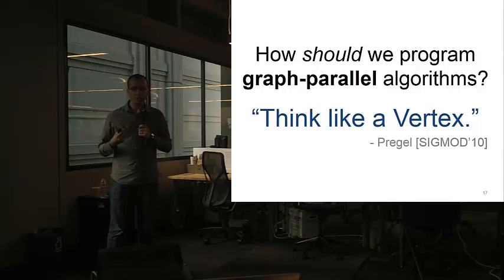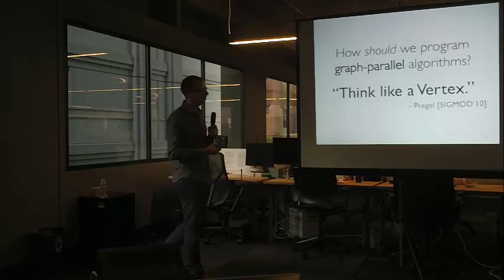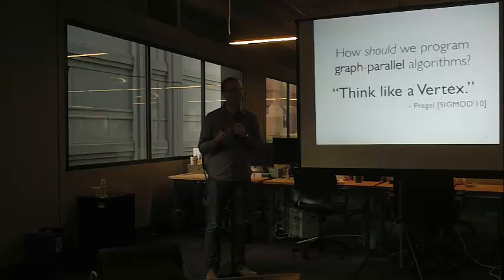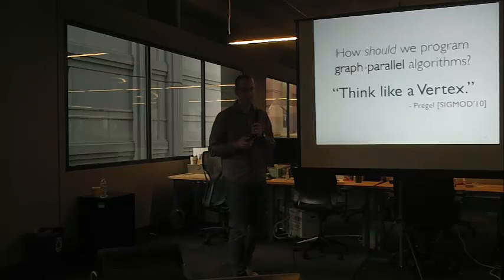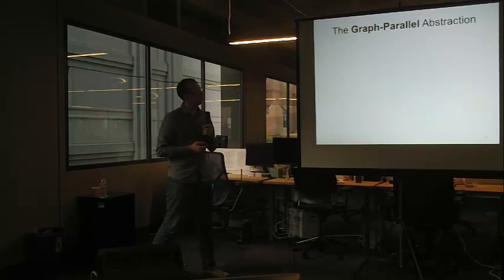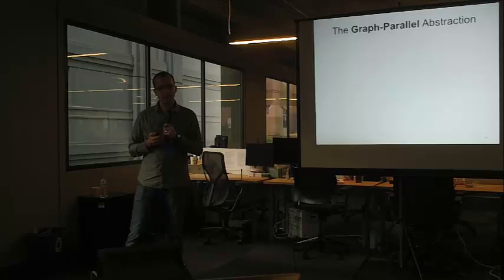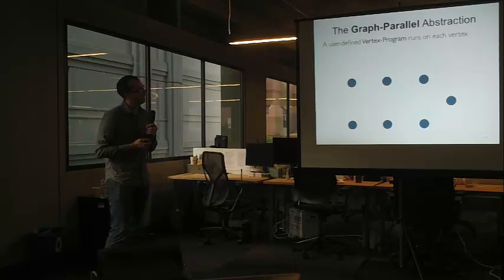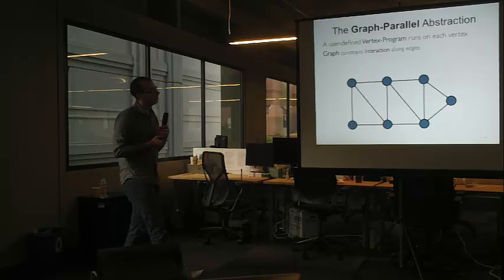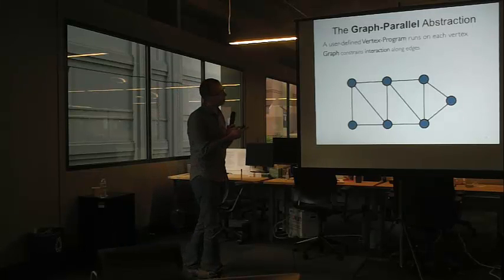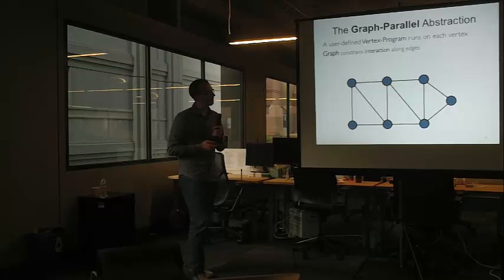What Google recommended, and actually a very good philosophy, is to think like a vertex. So when we try to design algorithms for graphs, we design these algorithms at the vertex level. We can capture this idea of a vertex-level program in the context of a graph-parallel abstraction. The graph-parallel abstraction works like this. Each vertex corresponds to a vertex program, a user-defined piece of code, and then the graph constrains the interaction of these programs along edges.